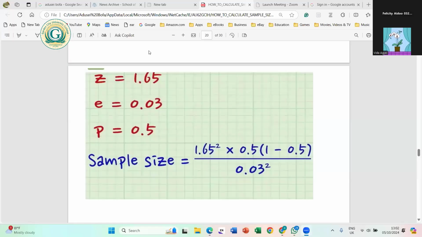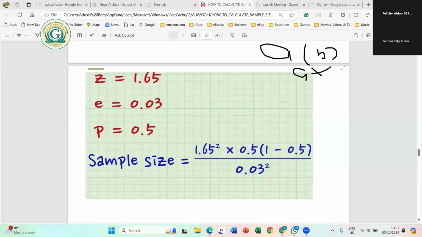Sir, please, I want to find out if after getting the answer for the 1 minus 0.5, you have to multiply the first 0.5 by the 0.5 answer that you get. Exactly, that's what it means. The moment you see a number A into a bracket, let's say B, then it means that it is A times B. Okay. Thank you, sir.